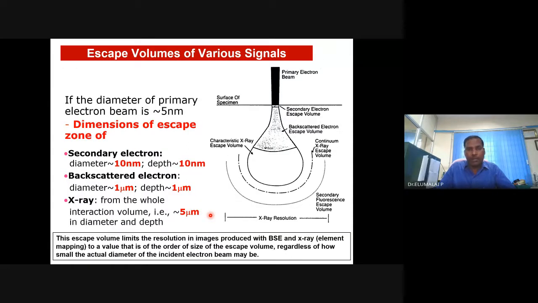I think this is another version. You can get secondary electron intensity up to a depth of 10 nanometers from the surface inward. And for backscattered electron intensity, you can go even 1 micron. And up to 5 microns, you'll be able to get X-rays from the interaction volume.